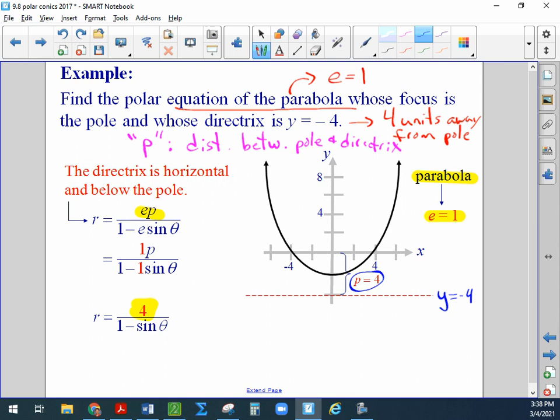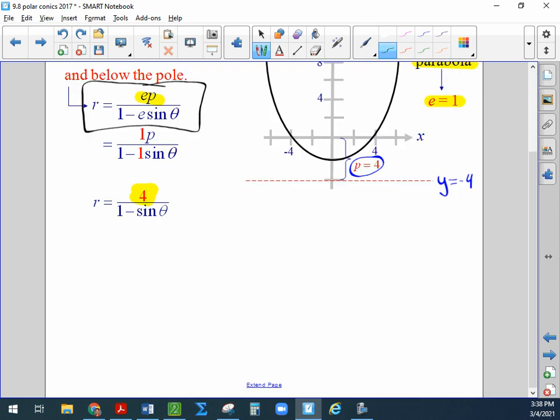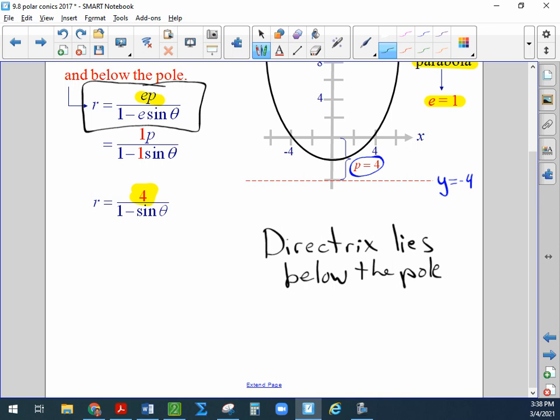Then we can go back to our pattern of the general equation. And we have an equation that's going to be r equals EP over 1 minus E sine theta, if we know that the directrix lies below the pole. What we are trying to learn and remember is that when the directrix lies below the pole, we're going to use EP over 1 minus E sine theta.